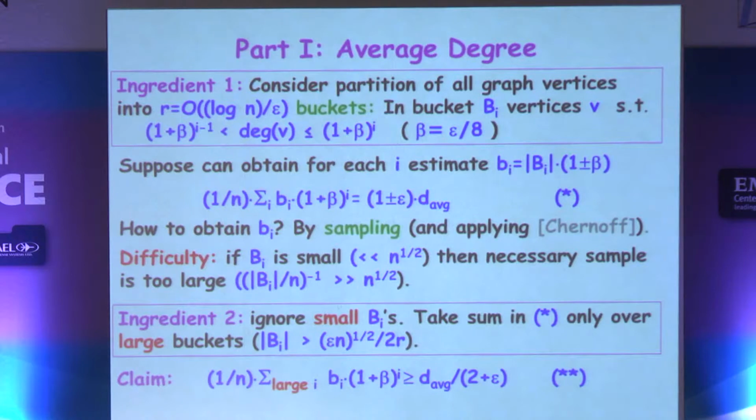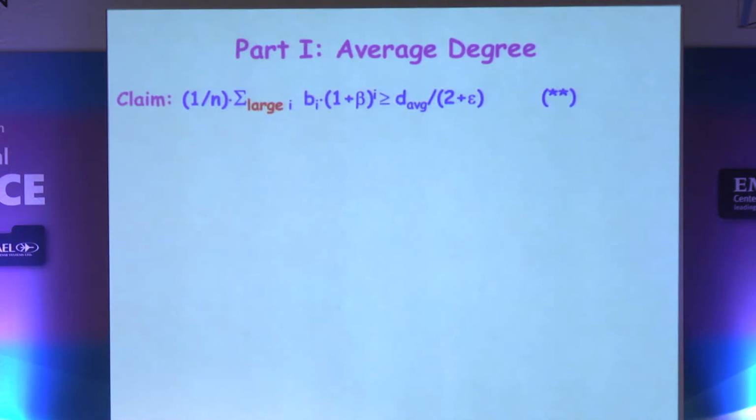So the claim is that if I take the sum only over the large buckets, those that I can estimate nicely, then definitely I won't overestimate because I'm taking a partial sum, but also I won't underestimate by too much. I'll underestimate by roughly a factor of 2. This is my claim, and this is what I want to prove now. I'll prove it roughly. There will be details that I won't go into, which are not that interesting, but the high-level idea hopefully will convince you.